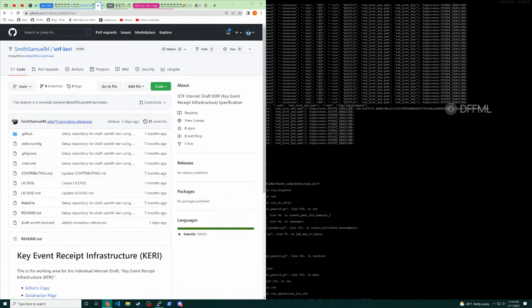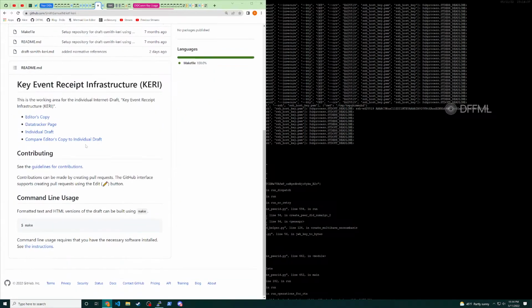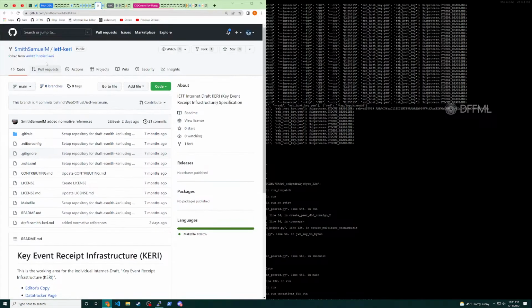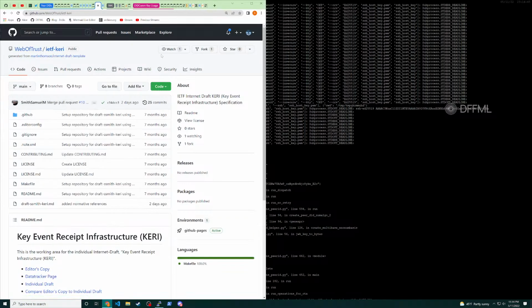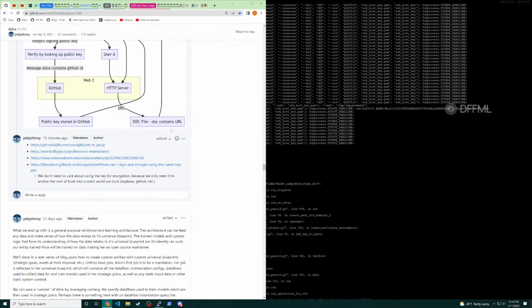IETF KERI. Key event receipt infrastructure. What is this? This looks important.